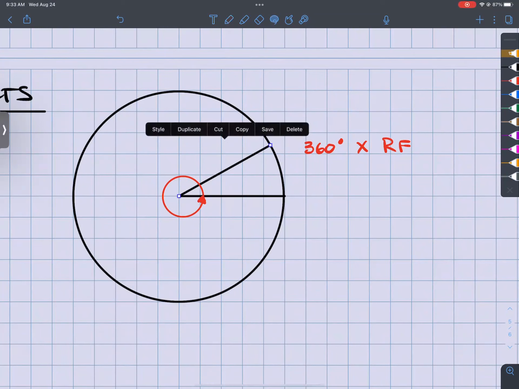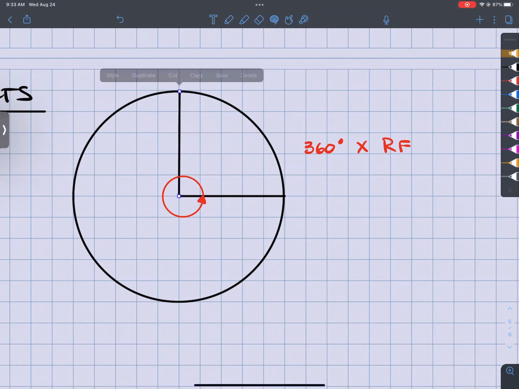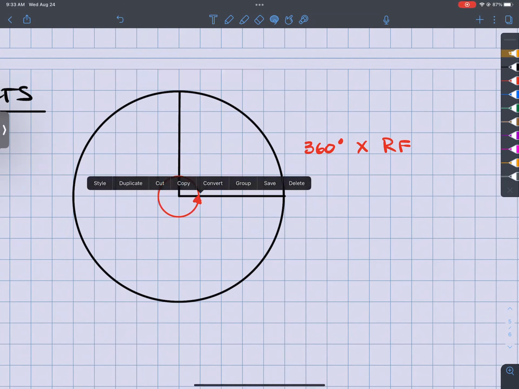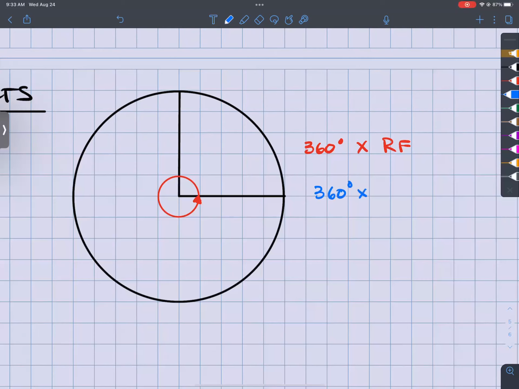So if you took this and said, okay, this is a quarter. So if I took 360 and multiplied by 0.25, I would get 90 degrees, which is exactly what that would be. Let me do it this way. Here, and then bring it here.